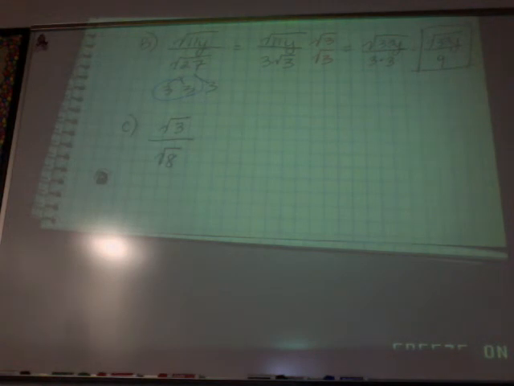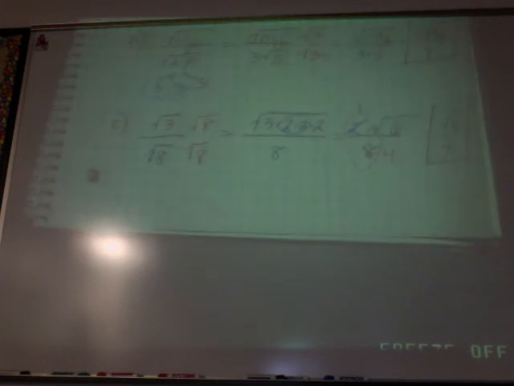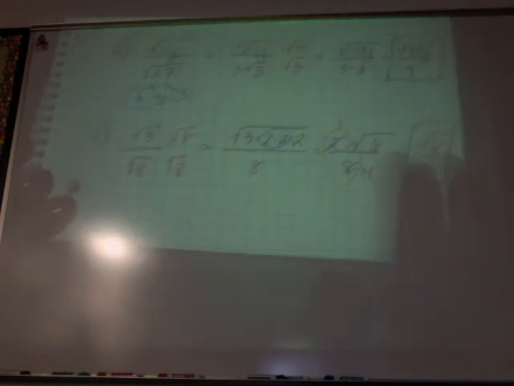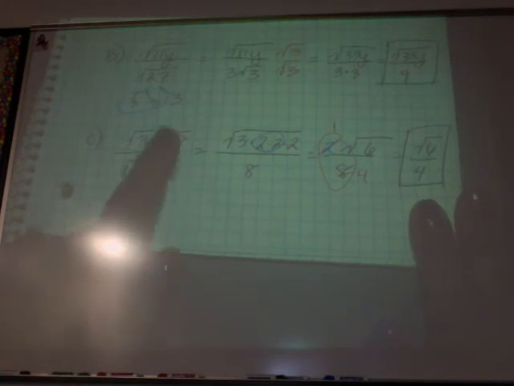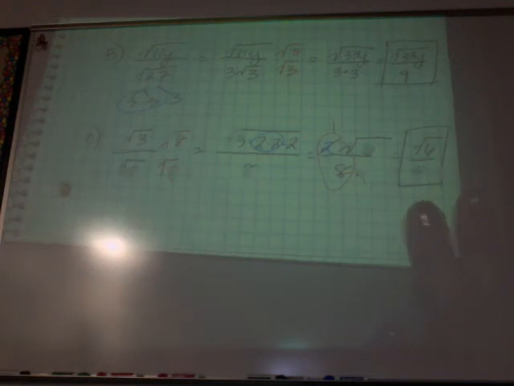Rad 6 over 4. Okay, here's how I chose to do it. I chose to do it differently than B, only so you could see that other way. You could have simplified this first to 2 rad 2, and then you would have simplified by rad 2 over rad 2. Instead, I just wanted to show you what it looked like if you chose not to simplify.